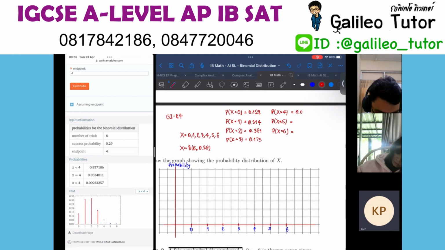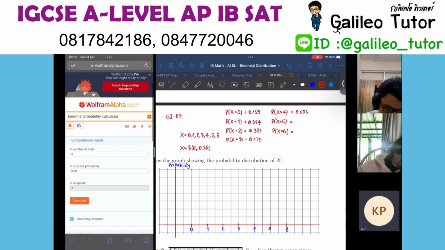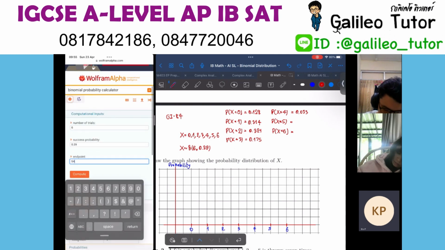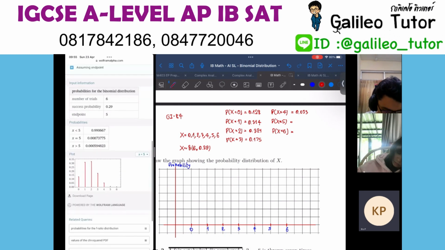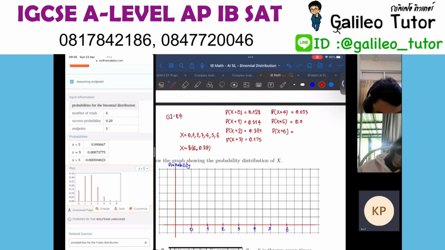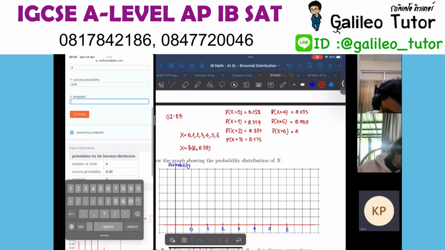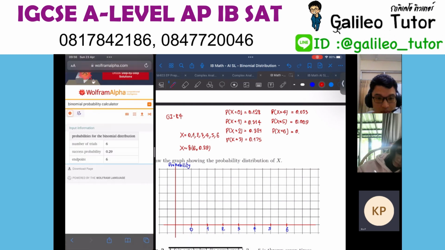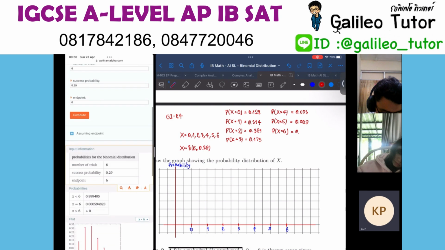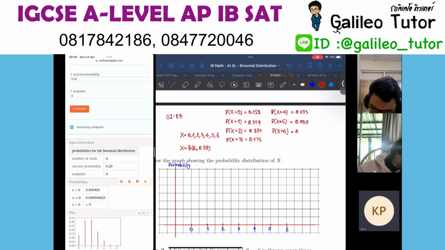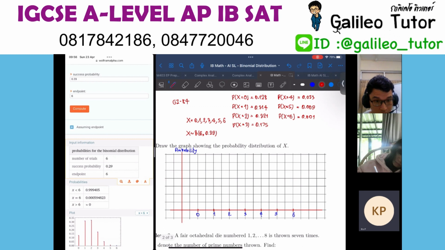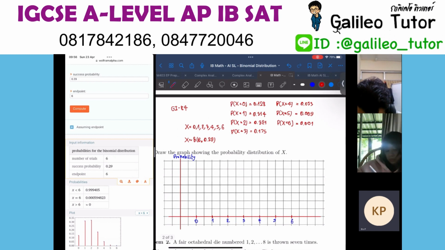And when x is 4, it is 0.053. When x is 5, the probability is 0.009. When x is 6, it's very low, 0.001. The highest probability is 0.321, right?